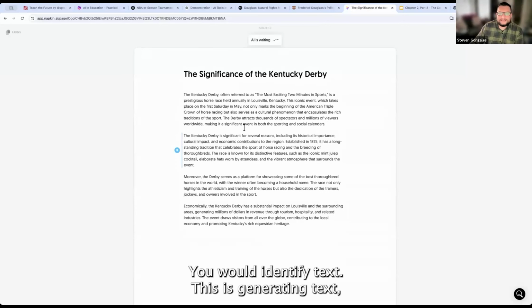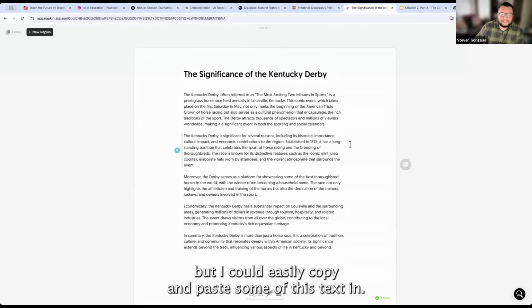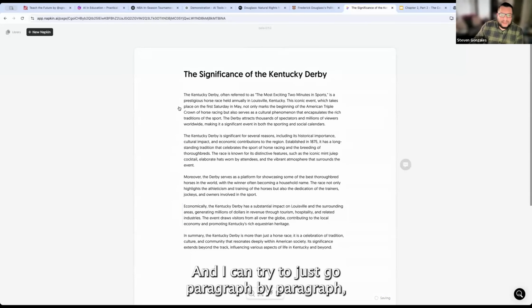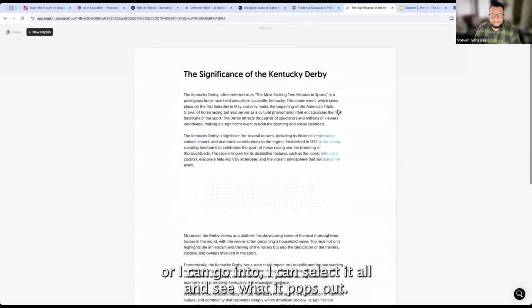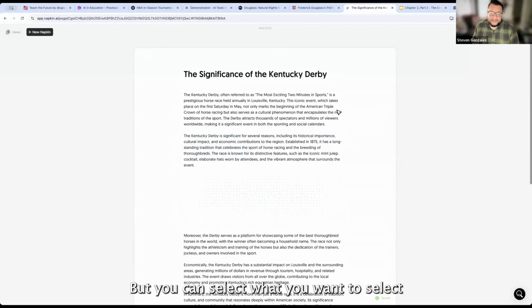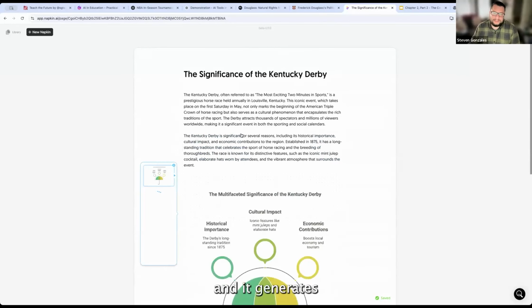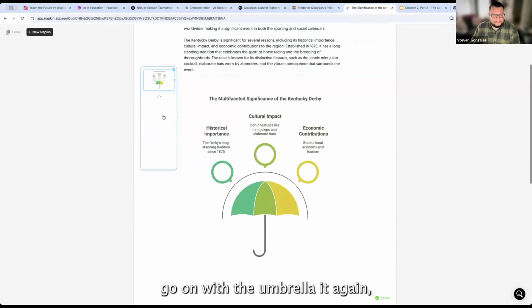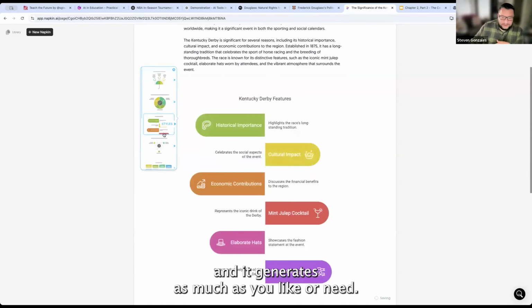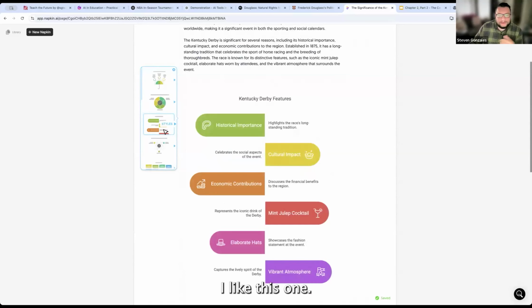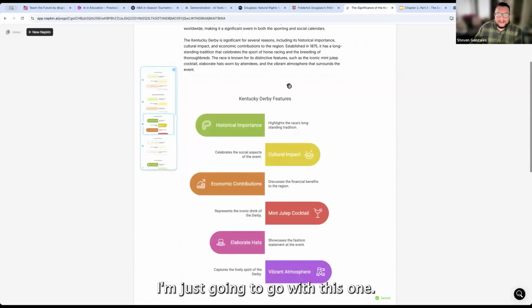This is generating text, but I could easily copy and paste some of this text in, and I can try to just go paragraph by paragraph, or I can select it all and see what it pumps out, but you can select what you want to select. And it generates, going with the umbrella again, as much as you like or need. I like this one. I'm just going to go with this one.